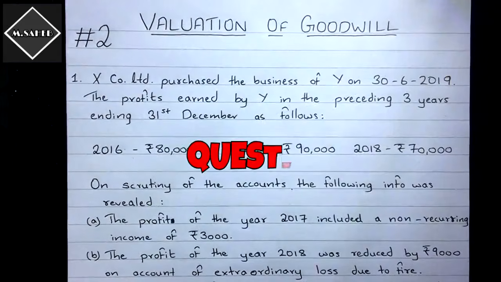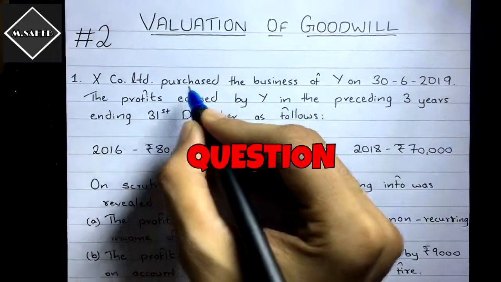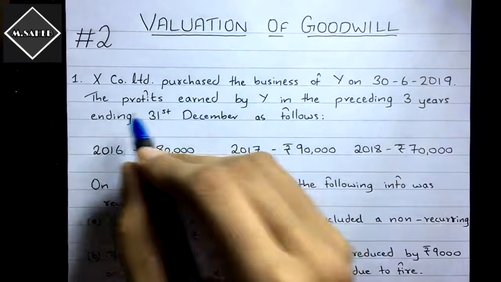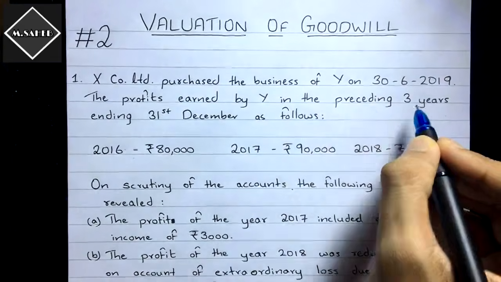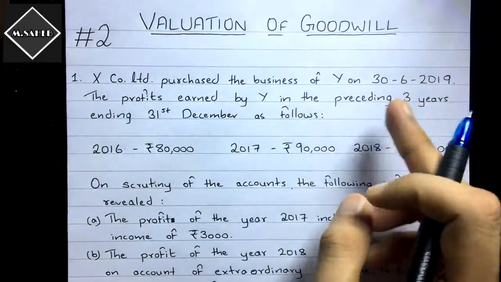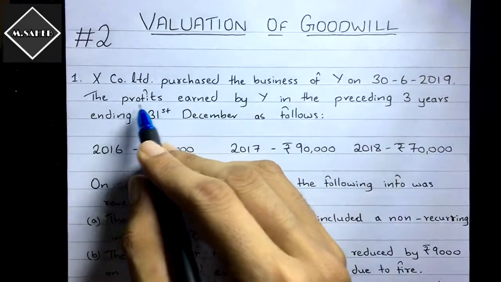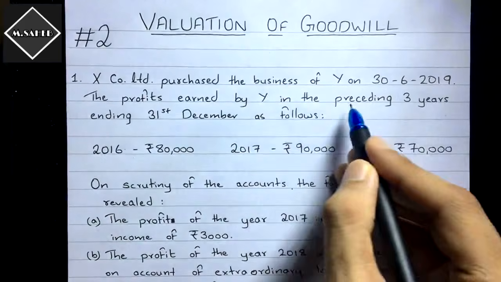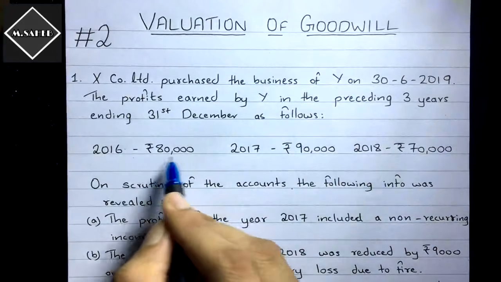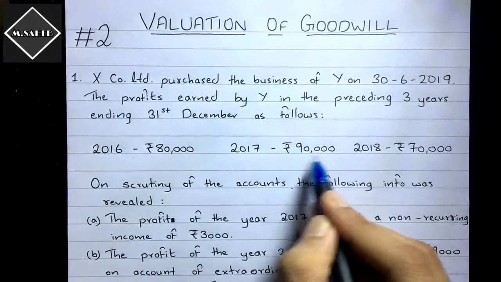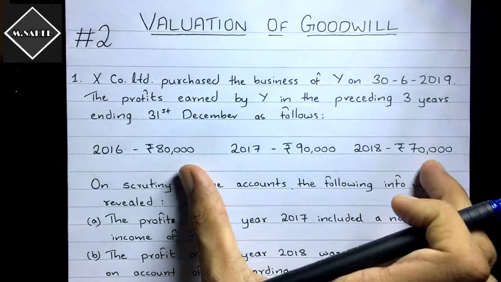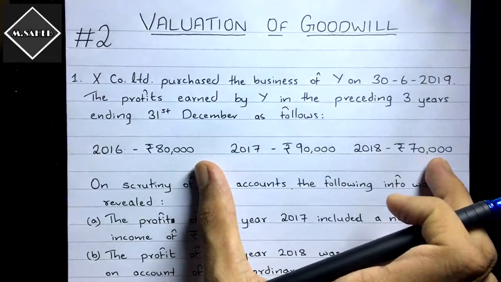Now here is the question. Let's solve this problem. See, X company limited purchased the business of Y on 30/6/2019. The profits earned by Y in the preceding 3 years. Preceding 3 years means before these 3 years, the past 3 years. So they have given us the profits of the past 3 years. Profits earned by Y in the preceding 3 years ending 31st December were as follows. 2016 profit is given 80,000, 2017 profit is given 90,000, and 2018 profit is 70,000. So these are the past profits of the last 3 years.